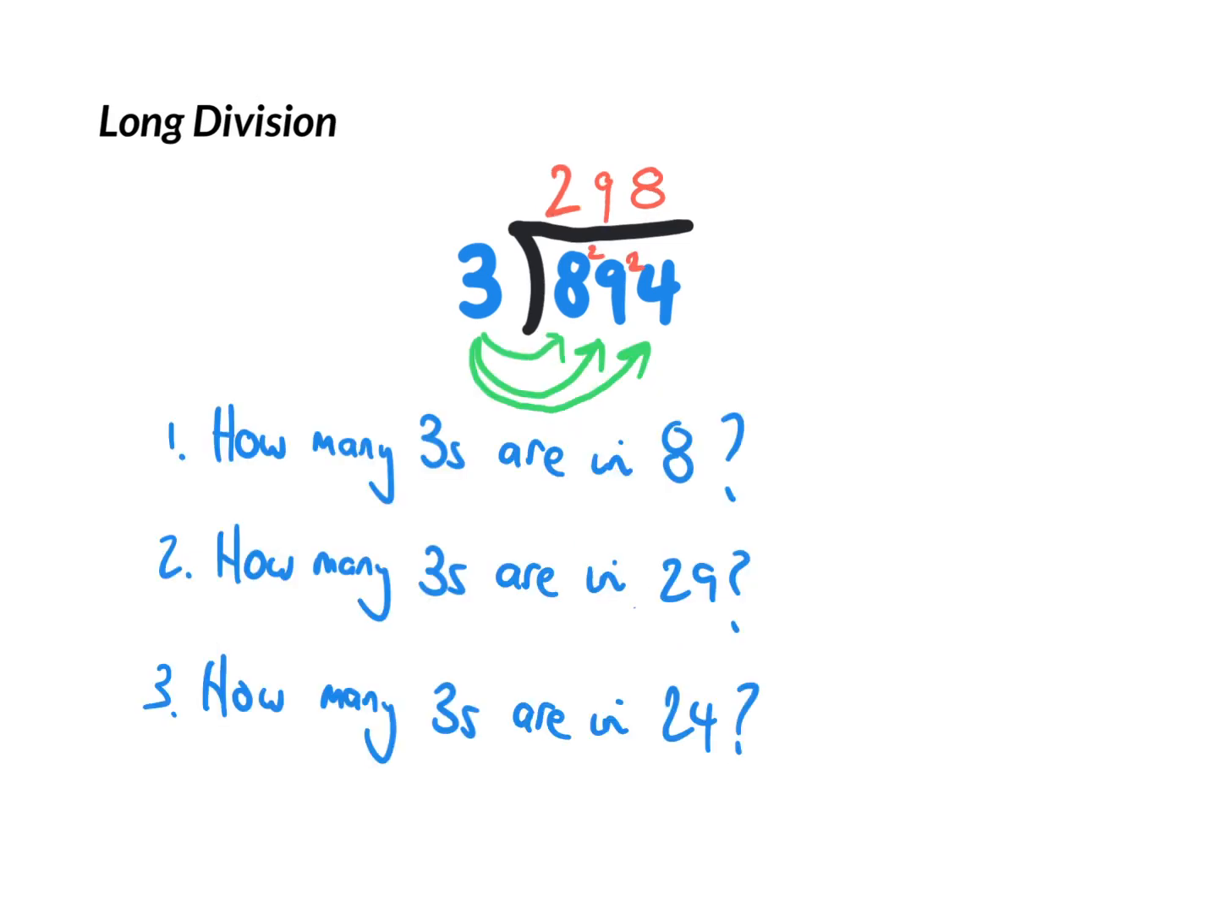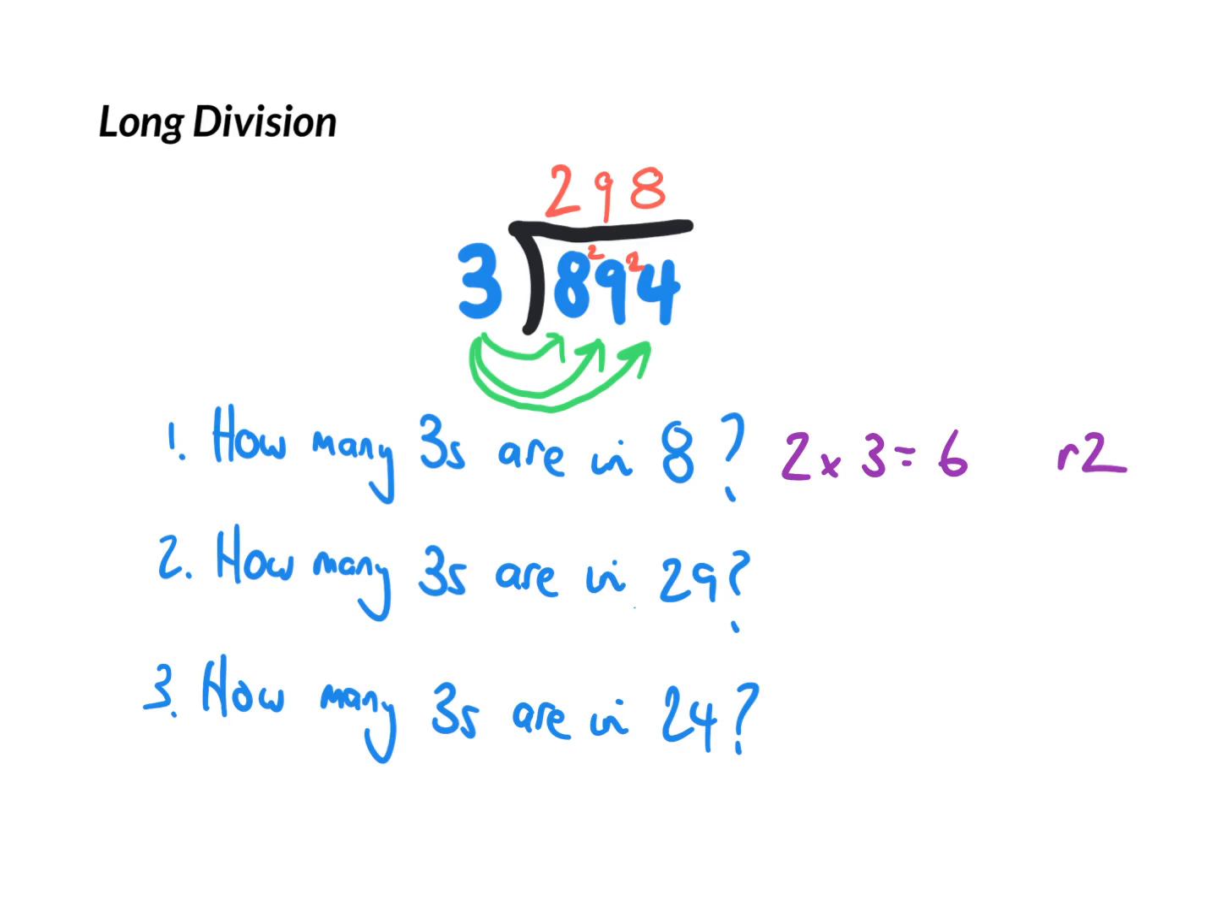Once again, let's finish off with our shorthand method to find out how many 3s are in 894. So the first thing we say is, how many 3s are in 8? Well, I know that there are 2 groups of 3 in 8, which equals 6. And then I have 2 left over, which makes 8. I take those 2 and I place them into the tens column.